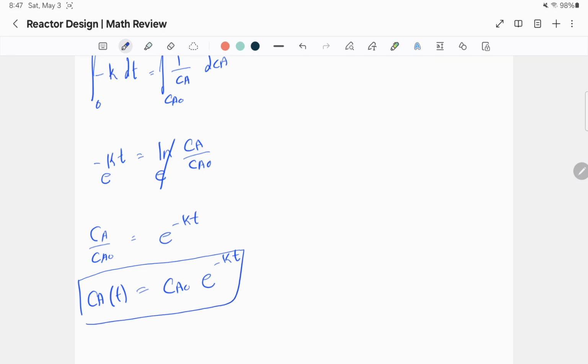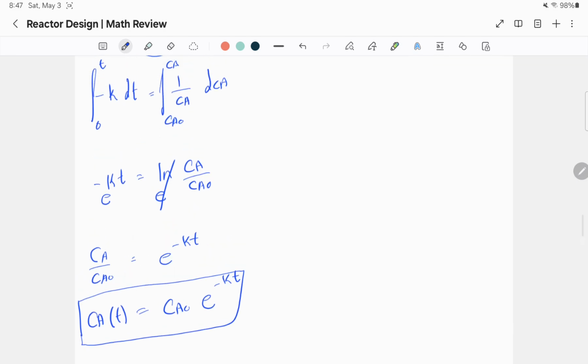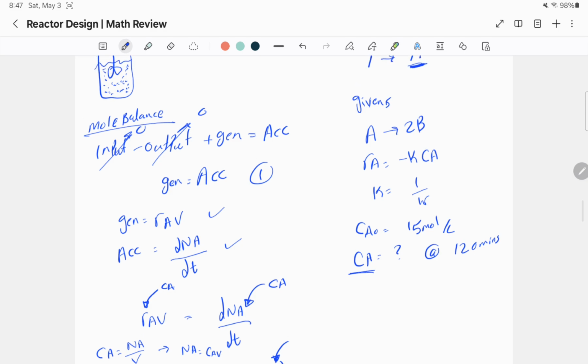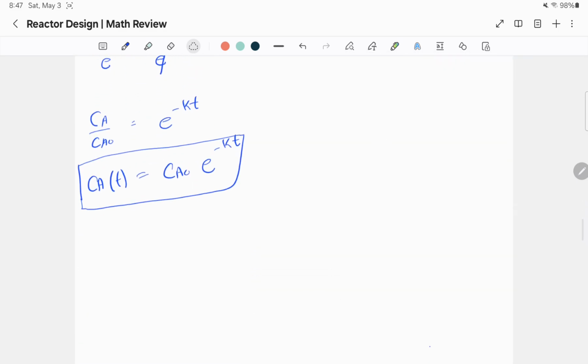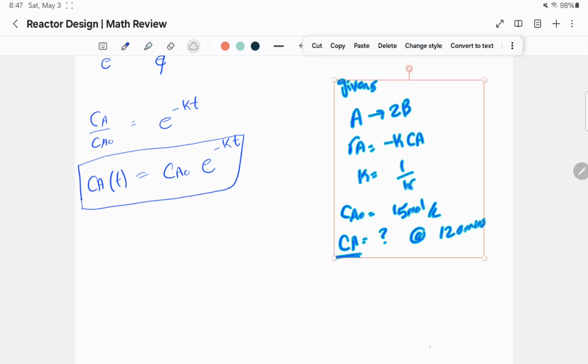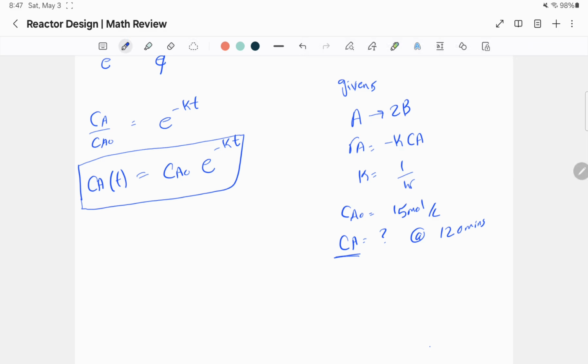That is our equation. Now, let's copy and paste our givens. It's much faster than rewriting it all over again. So what is he looking for? He's looking for the final concentration at this amount of time. Now we need to respect the units. Since K is given in hours, our time must also be in hours, so let's go ahead and convert that.